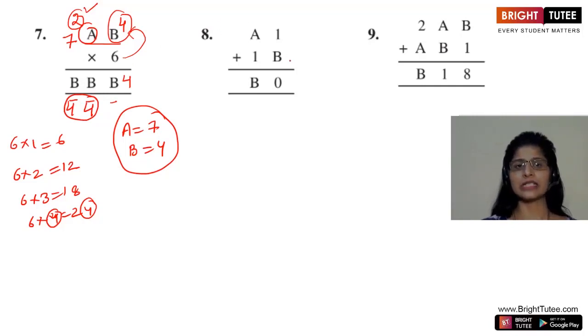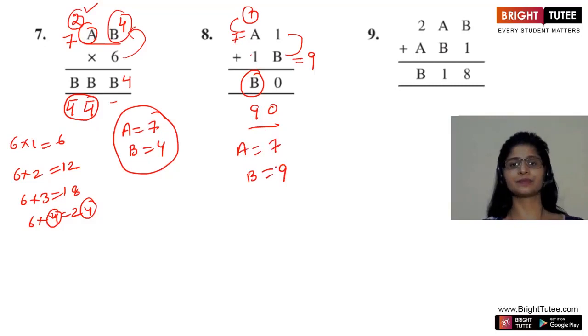Now question number 8, just see, B plus 1 is 0. So what is the value of B? 9. 9 plus 1 is 10. Carry is 1 here. Now just see, we know B is 9. Okay, and here we have A plus 1 and 1. So 1 plus 1 is 2. Here B is there. B is 9 according to us. So we should get 9. So 1 and 1 is 2. So A should be equal to 7 because 7 plus 2 gives us 9. So A is 7 and B is 9.